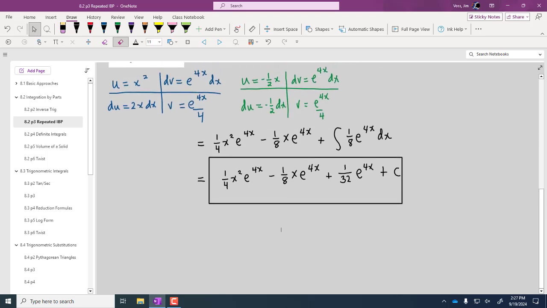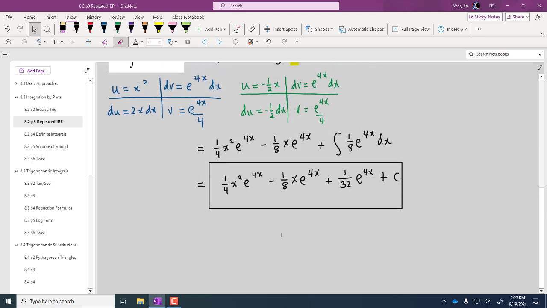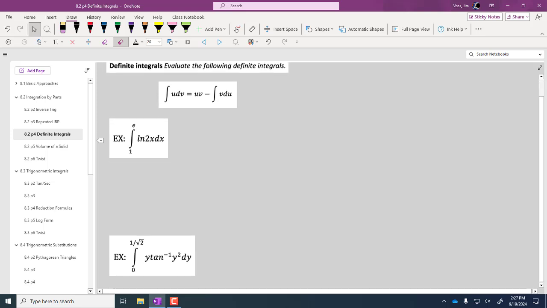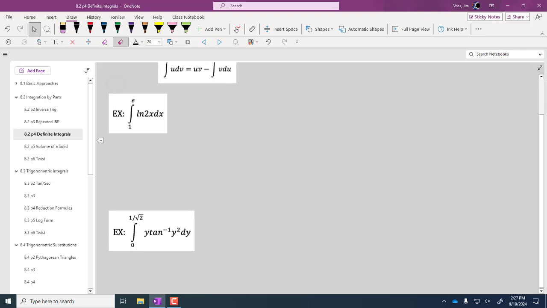All right, so integration by parts repeated. Let's go to the next slide. So here we're going to do some integration by parts where we have a definite integral.